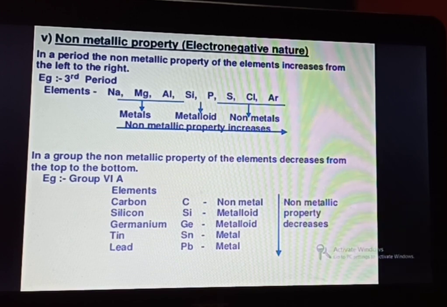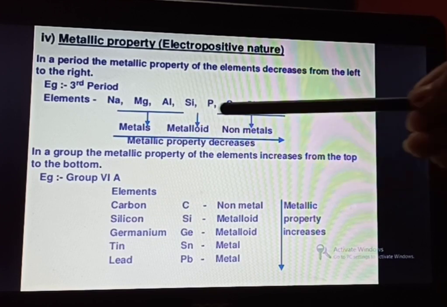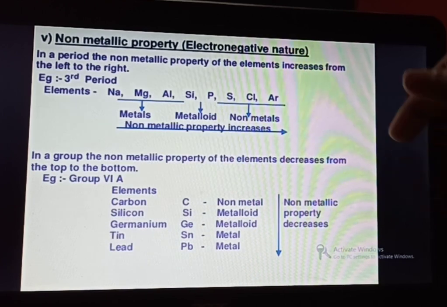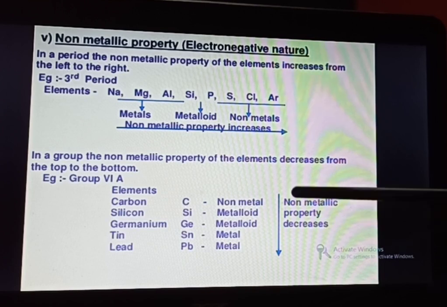Two things you have to keep in your mind: if we move from left to right, metallic character decreases and non-metallic character increases. And if we move from top to bottom, then the metallic character increases and non-metallic character decreases. So that is for today.